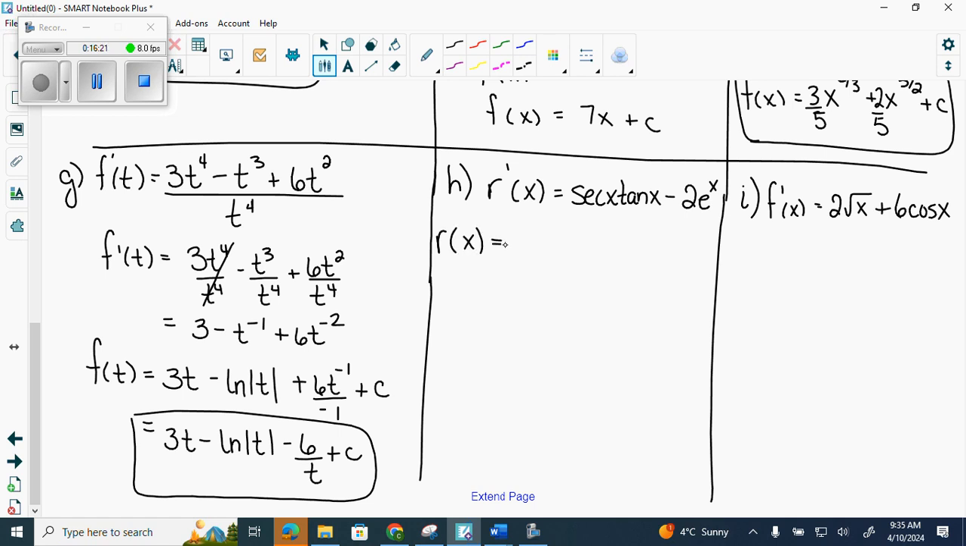What's the antiderivative of secant x tan x? And what's the derivative of e to the x? And what does the coefficient do? Stays. So it's just 2 e to the x.